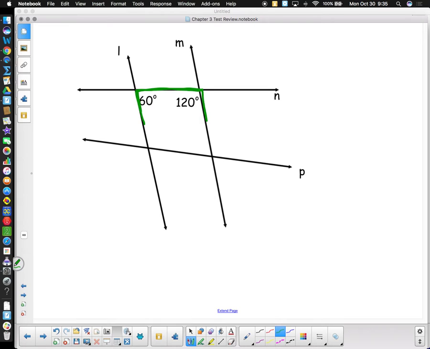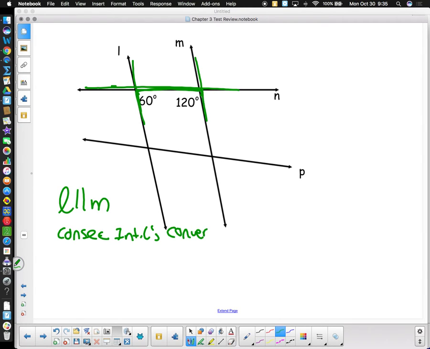And if I see that letter C, that's what type of angles? Consecutive interior. Okay? So, which lines are parallel? Well, if I extend my C, where are my parallel lines? L is parallel to M. And the reason would be consecutive interior angles converse. Good.